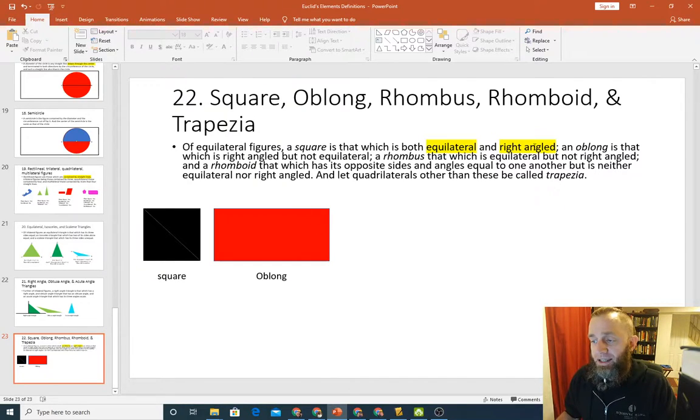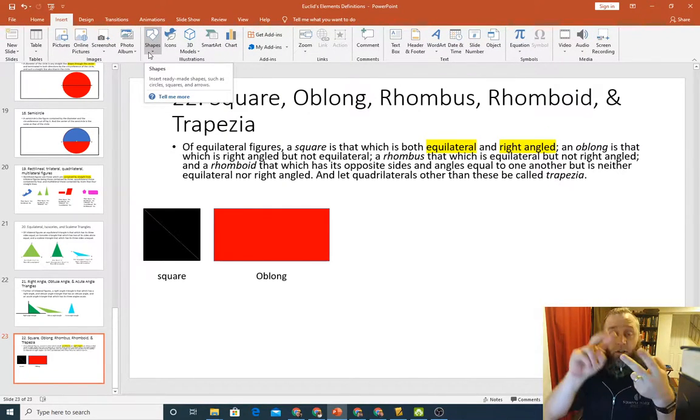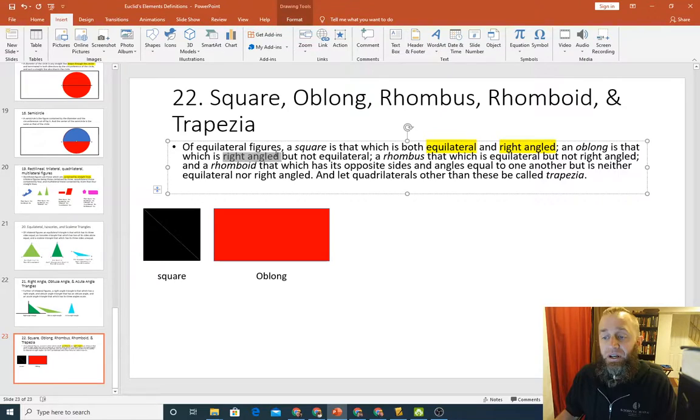A rhombus is that which is equilateral but not right-angled. Those are fun. So a rhombus is basically the opposite of an oblong relative to a square. So a square needs to be both equilateral and right-angled. An oblong is right-angled, but not equilateral. And a rhombus is equilateral, but not right-angled.